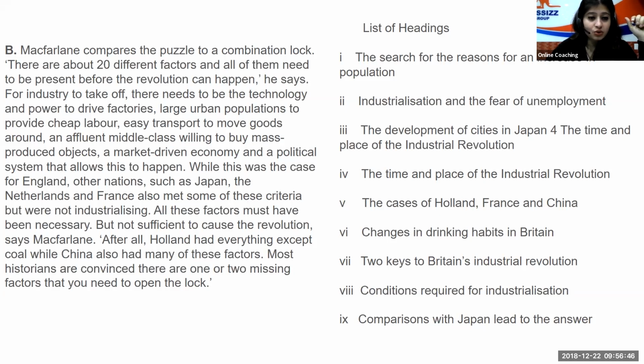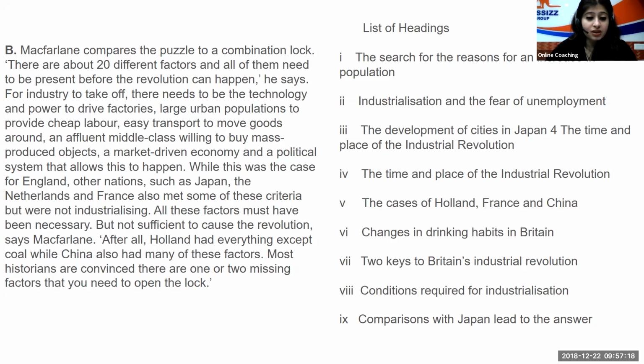So now I'm going to try to read and skim this. For industry to take off, there needs to be technology, power to drive factories, large urban populations to provide cheap labor, easy transport. So basically there are a lot of factors given. Now, while this was the case for England, other nations such as Japan, Netherlands, France also met some of these criteria, but were not industrializing. That means they're saying England had these, but other nations also had these.